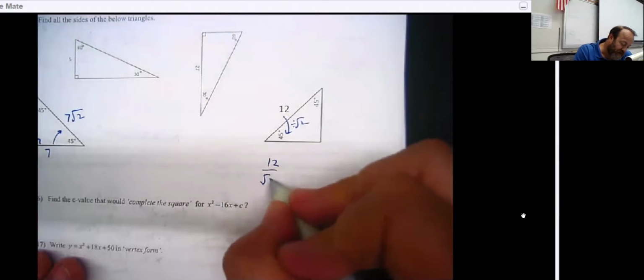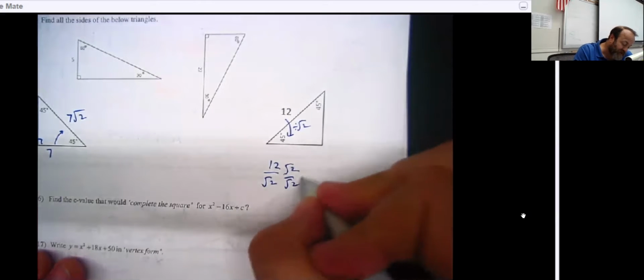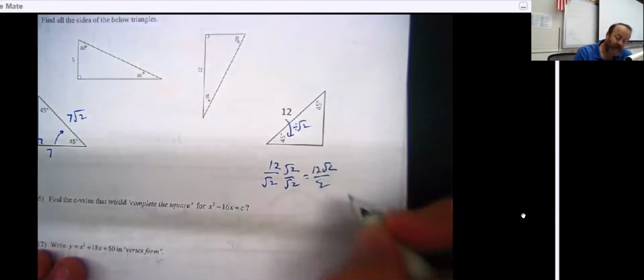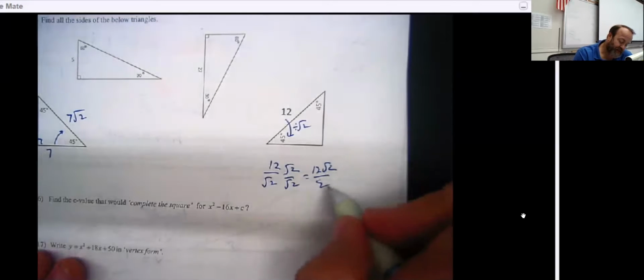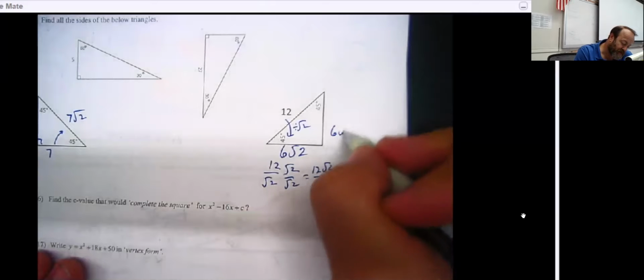So 12 divided by root 2. And you want to remember, we're not supposed to leave roots in the bottom. So that's going to be 12 roots of 2 over 2, because that was our strategy, multiply the top and bottom. And this reduces to 6. So 6 roots of 2 both times.